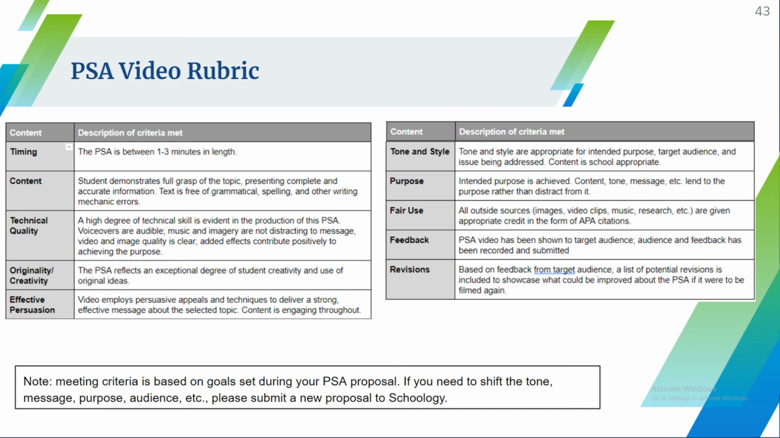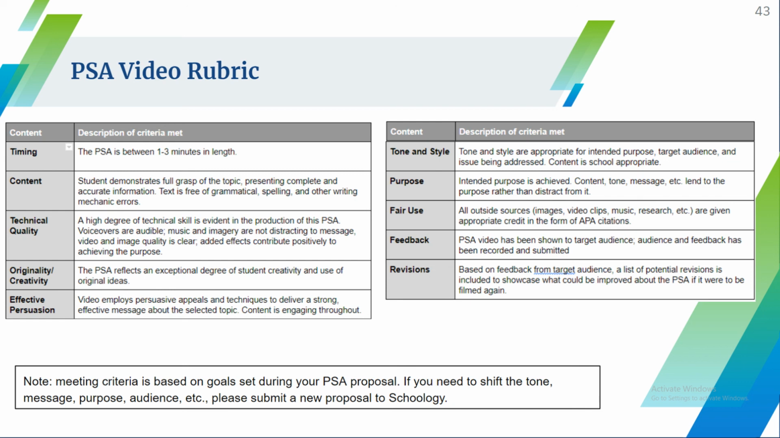Okay, the last two categories, you're actually not going to worry about when you necessarily make your video, but when you do your final submission for this. So you're going to submit your video by Monday, May 4th. And then in the week after that, you're going to show your video to that target audience, get feedback, and I'll give you a feedback form for that. And then you're going to say, hey, here's how we would revise this PSA if we were to reshoot it. You don't have to make those changes, but you need to say what those changes would be.